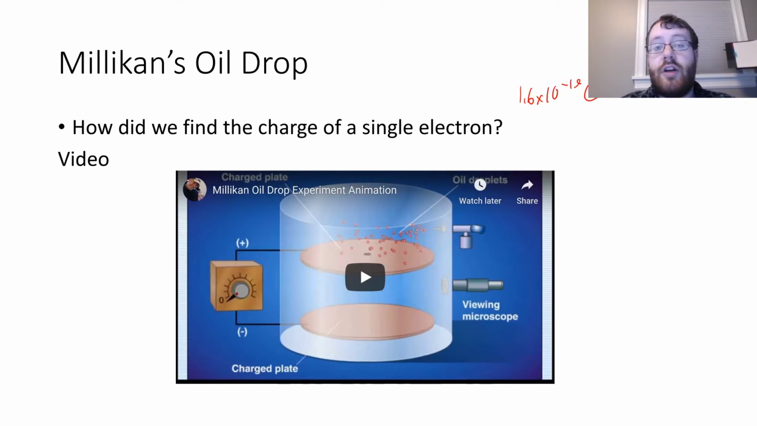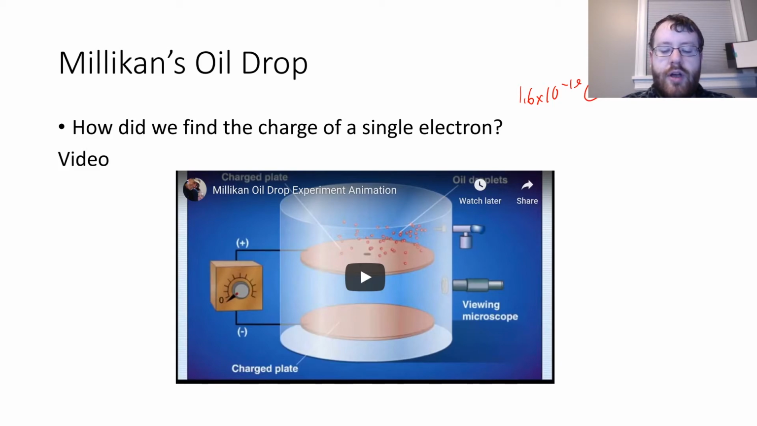So we didn't always know that was the charge of the electron. We had to figure that out. And it actually took multiple scientists to get to this point. It took J.J. Thomson to figure out something called the charge to mass ratio, but it wasn't until Millikan, who devised this experiment and conducted it, that we were able to actually figure out what the charge and the mass of an electron is.